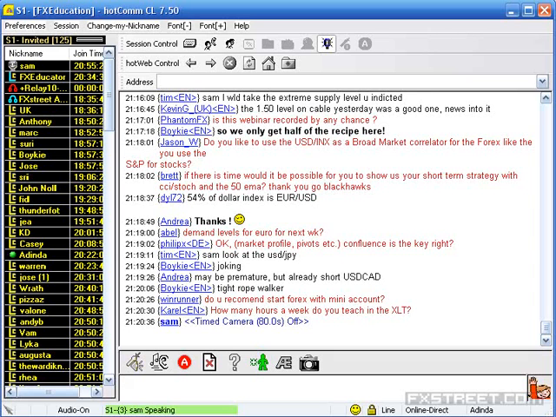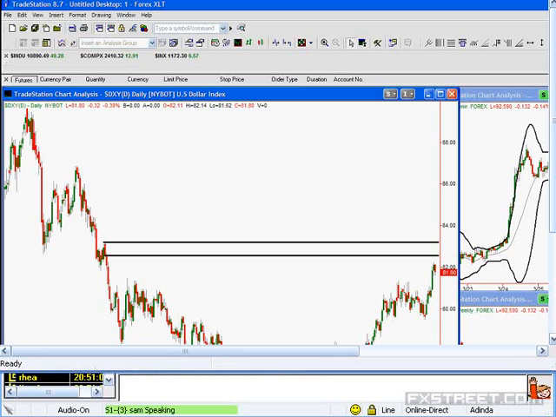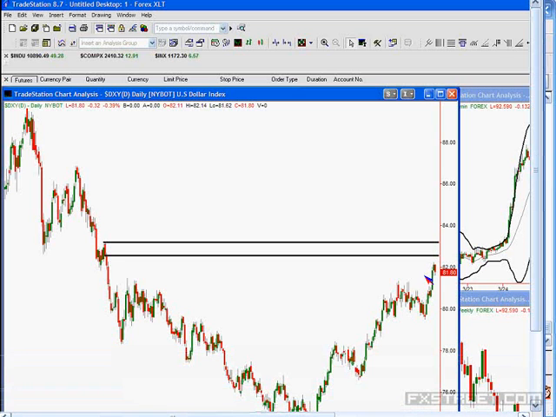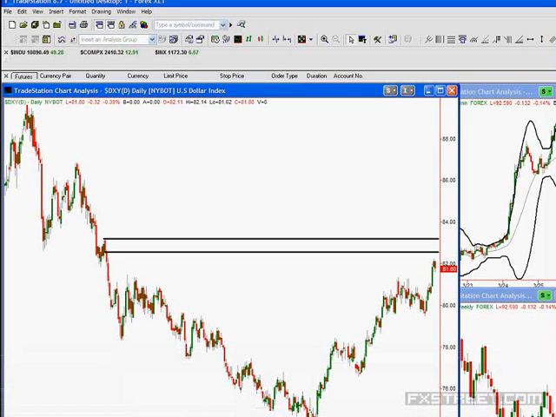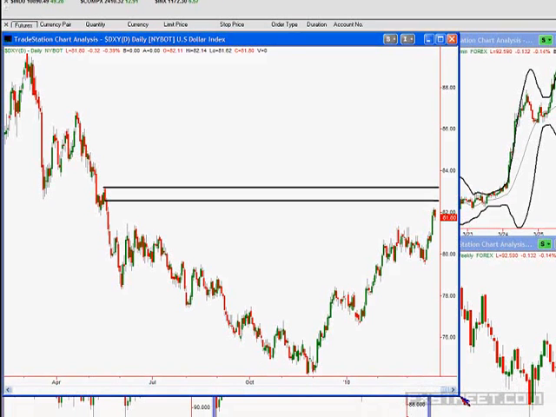Okay, so this is more for next week. If you look at the dollar index, we're coming up to that big area up there. We're getting kind of close to it. And the other thing, and we've seen this before, look at how prices are rallying up to that area.